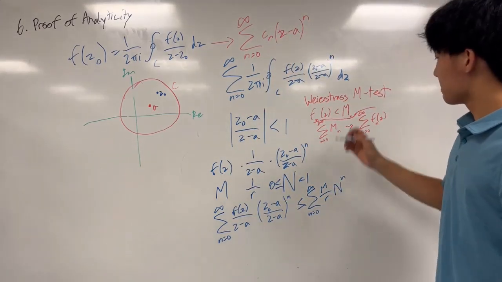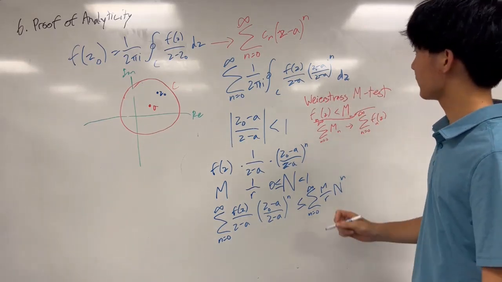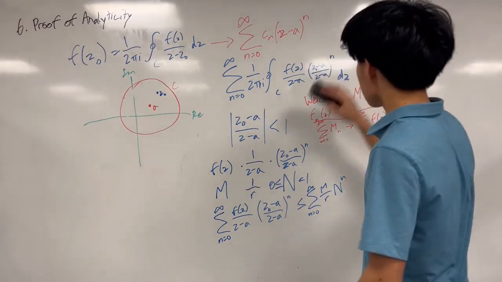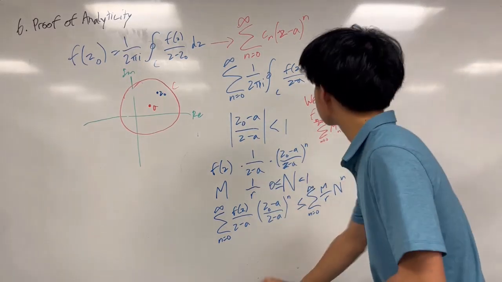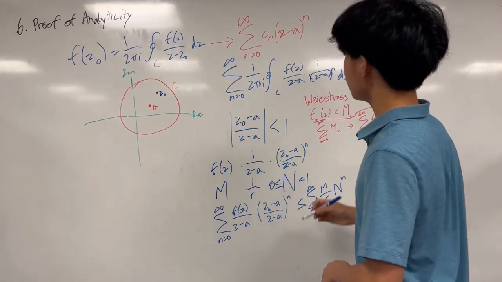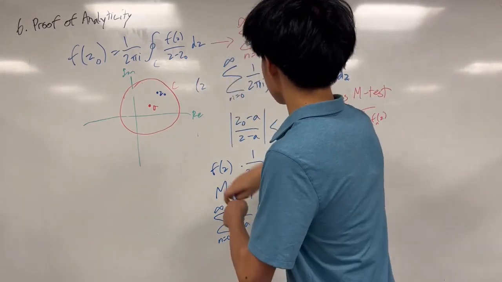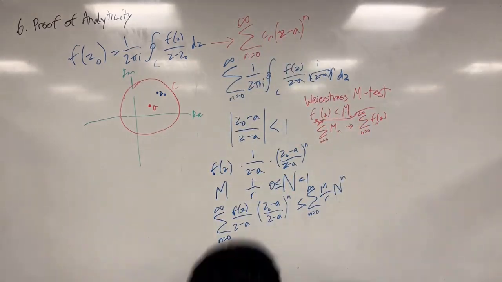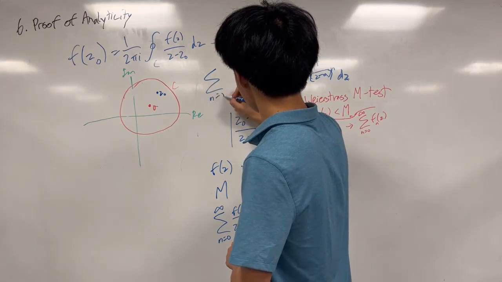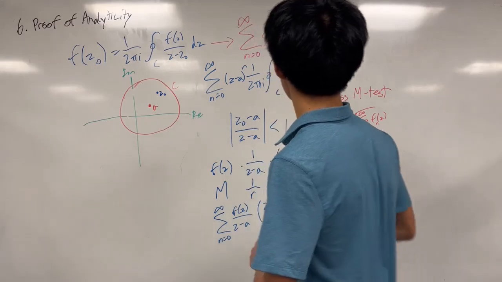And because z sub 0 minus a is independent of the variable of integration here, and it's constant over here, we can actually just factor that out of this z minus a to the n over here, and then move it all the way out here, just outside of the infinite sum, z minus a to the n.